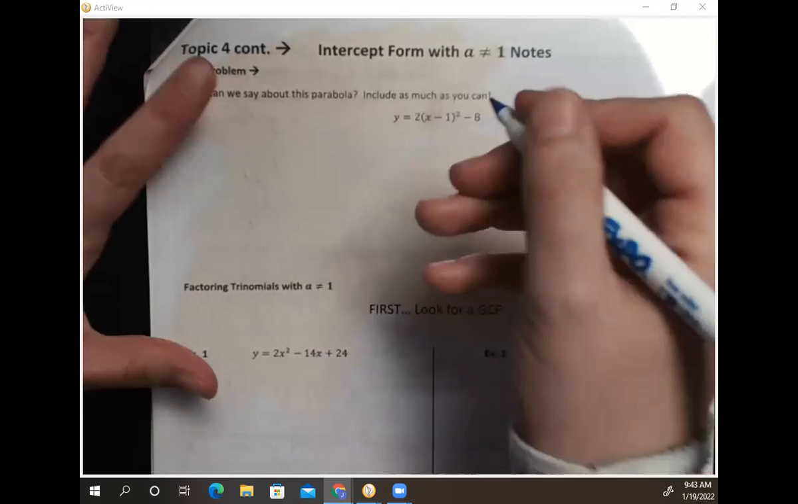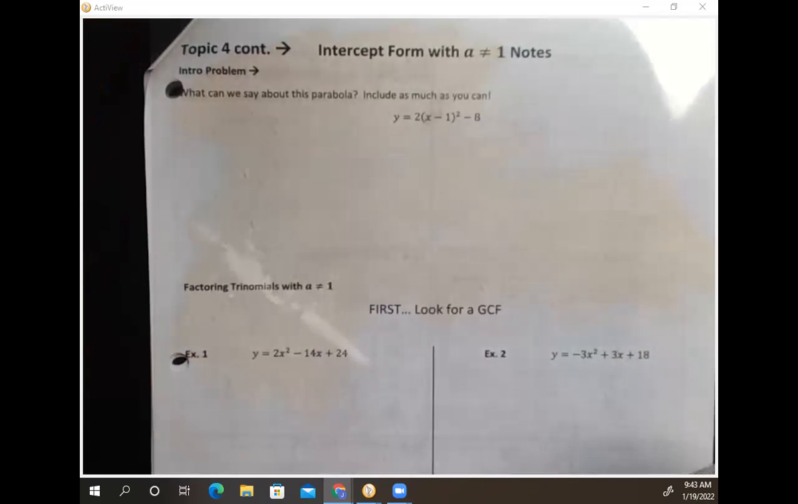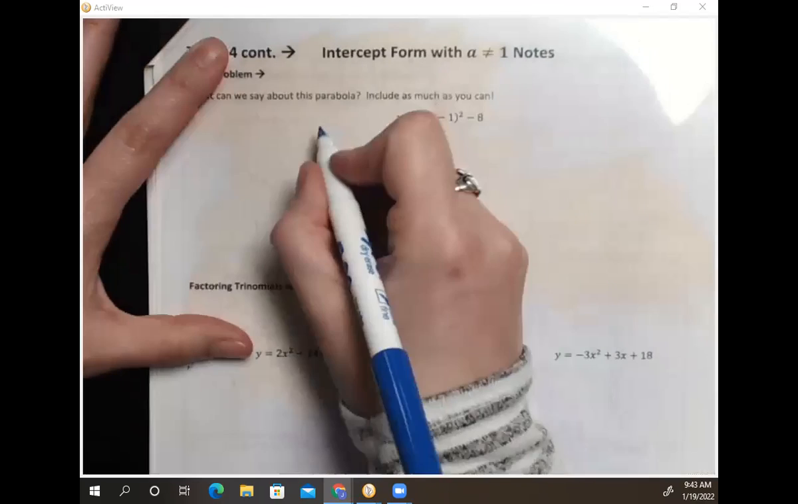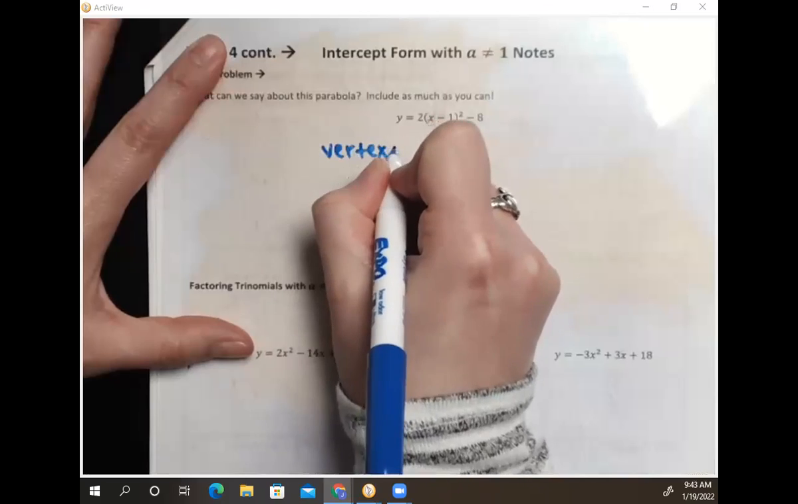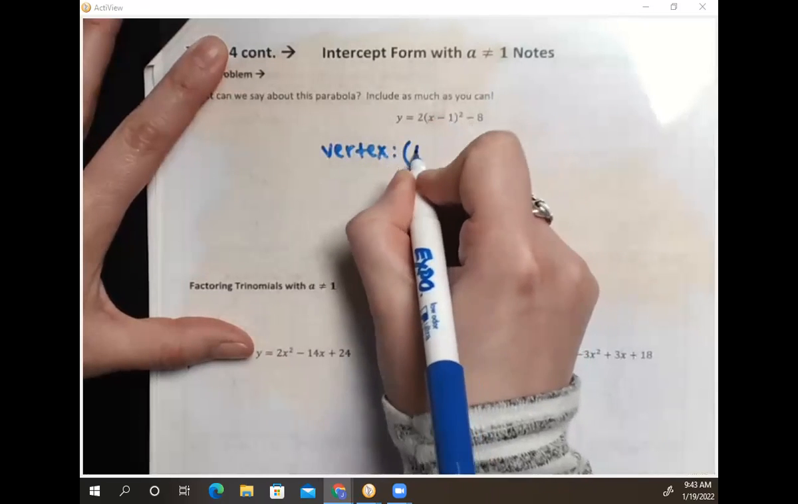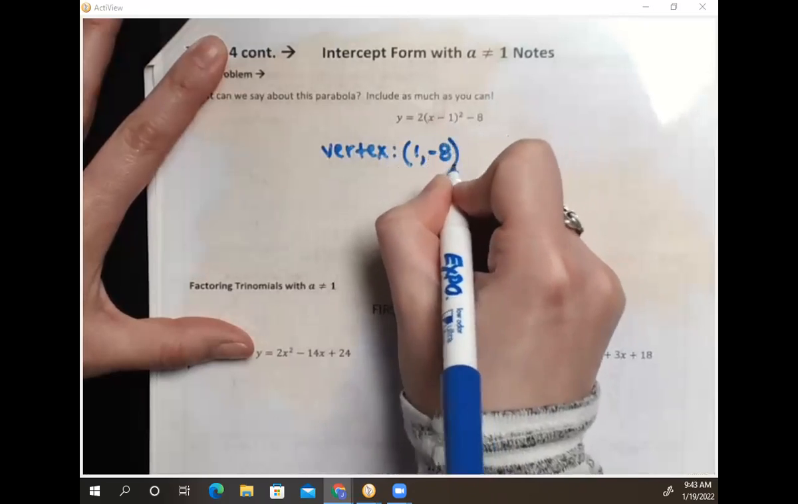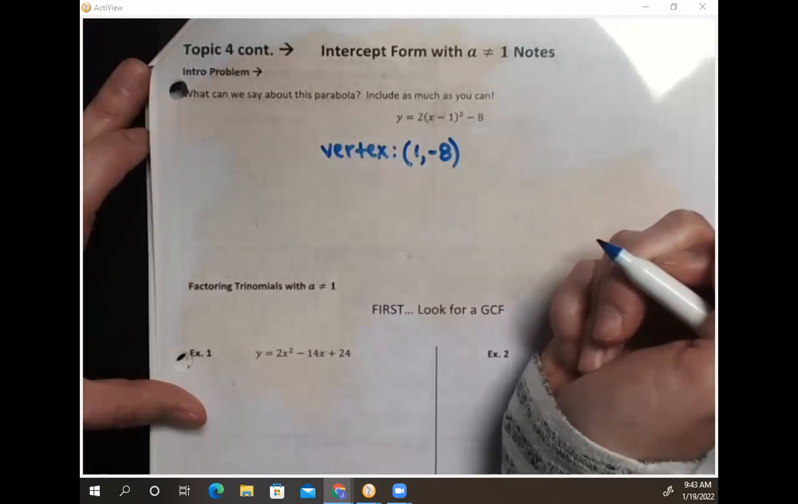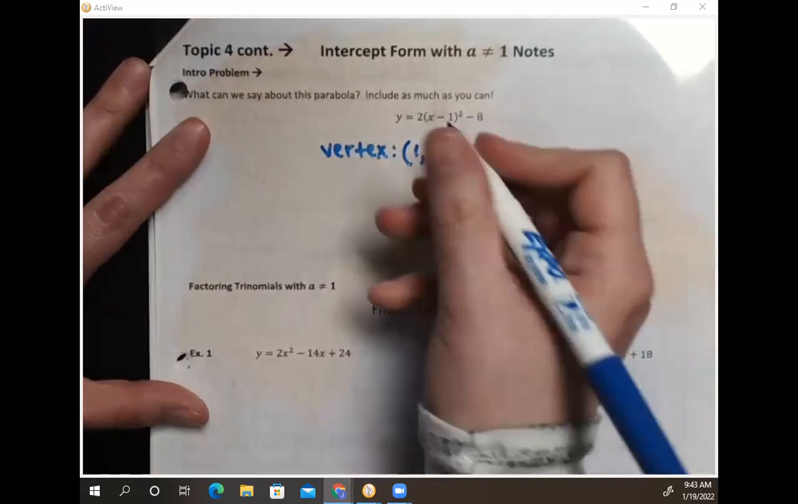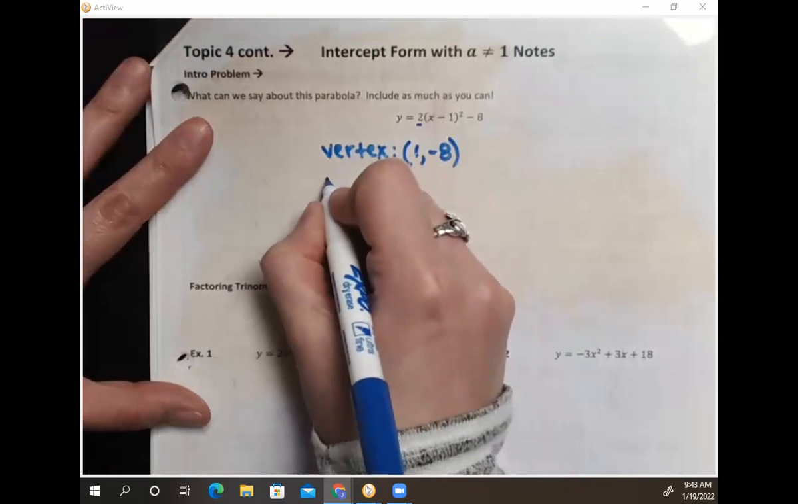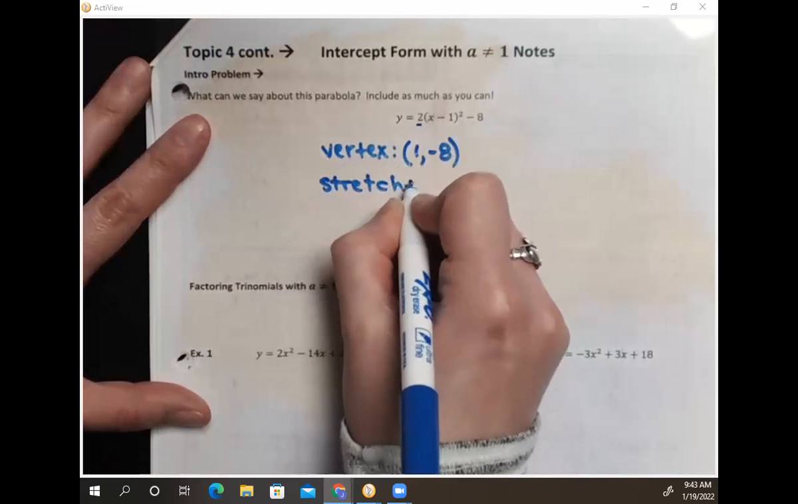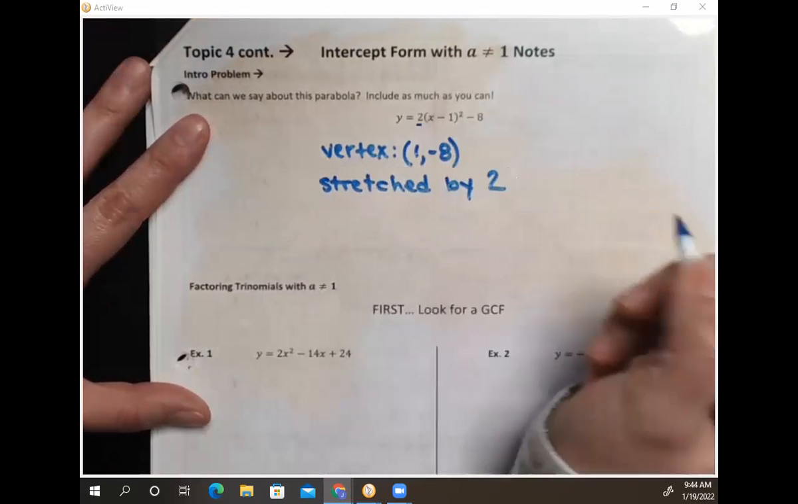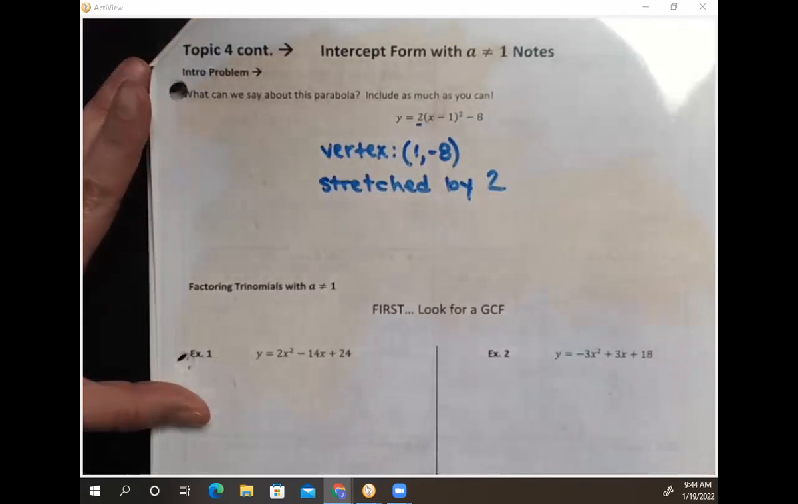What's one thing that you can tell me about this function? The vertex? If I have vertex form, I can say what the vertex is. So my vertex would be 1, -8. I know the vertex since we have vertex form. What else can you tell me about this function? Yeah, I have a lead coefficient here, so I can tell that this is going to be stretched by 2. I think there's one more thing that you can tell me here.